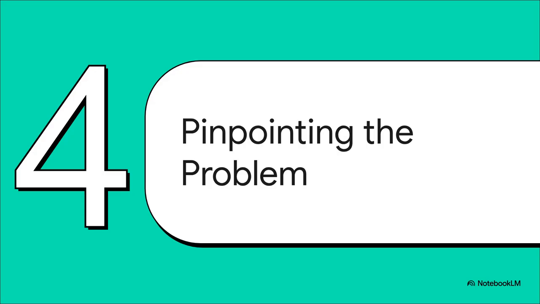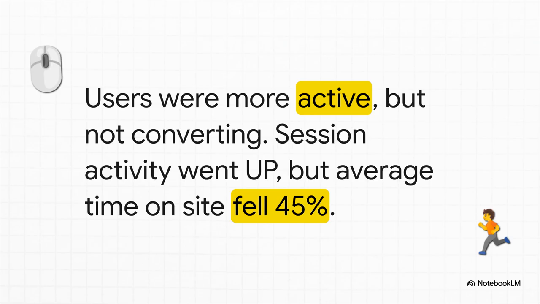So now, the investigation zeroed in on the strange behavior of these existing customers. The analysts started digging deeper, trying to figure out not just that they were leaving, but why. The data was about to reveal the smoking gun. And here's the next bizarre clue. Existing users were actually clicking around more than ever, their activity was up, but they were spending 45% less time on the site. Now that points to one thing and one thing only: frustration. They were looking for something, they couldn't find it, and they were giving up and leaving.